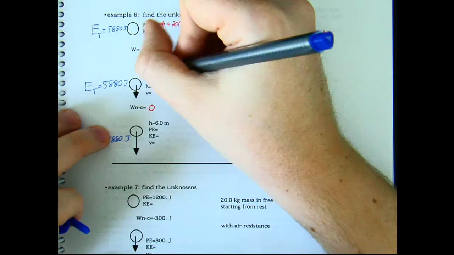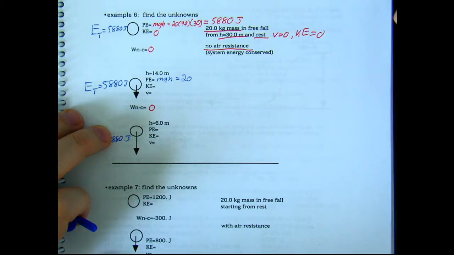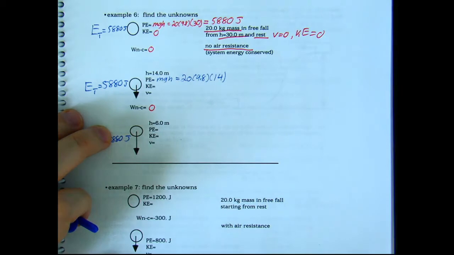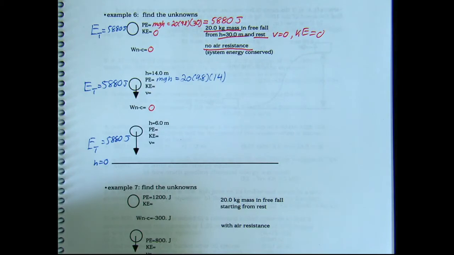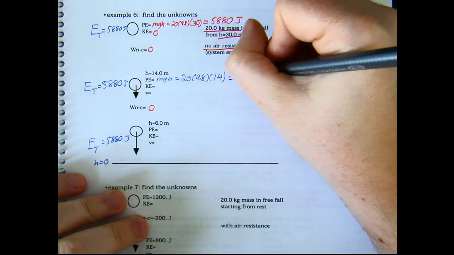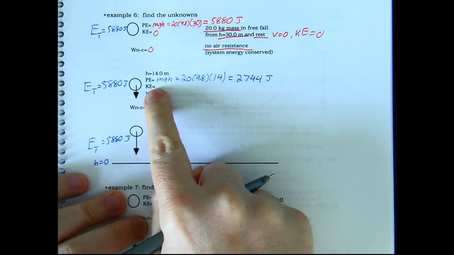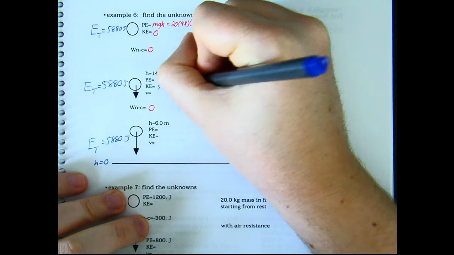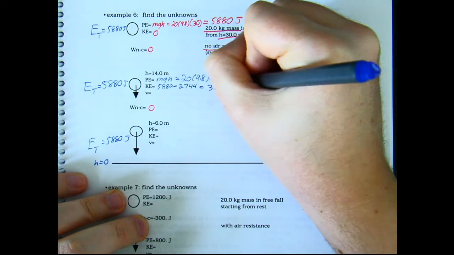So at this stage, my potential energy, again, is given by mgh. We have the mass of the ball hasn't changed, it's 20 kilos. Gravity hasn't changed, but the height has been reduced to 14 meters above my h equals 0. So my potential energy here is 2,744, which means my kinetic energy has to be what? Well, my total minus my potential is going to give us the kinetic here, 3,136.